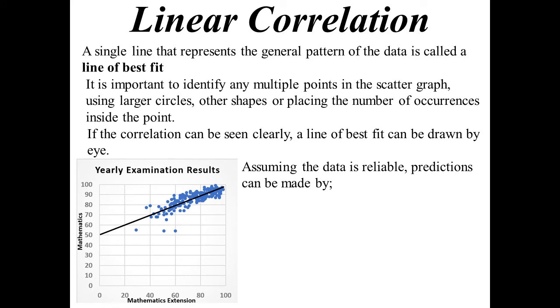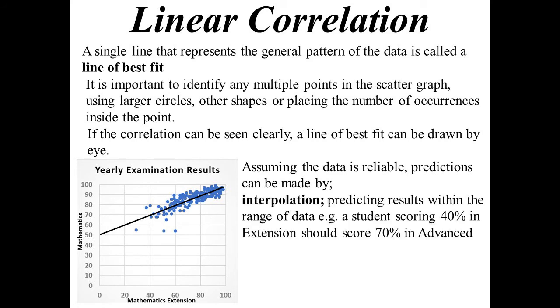Now, predictions made by interpolation. Now that I've drawn my line of best fit, I can use it. Interpolation is when I make predictions within the data set that I know. And so our data set's going from about 20, maybe closer to 30%, all the way up to maybe 100. But I could interpolate for that. So for example, let's have a look at 40%. If someone got 40% in the extension test, then I would be predicting that they'll probably get about 70% based on that data.